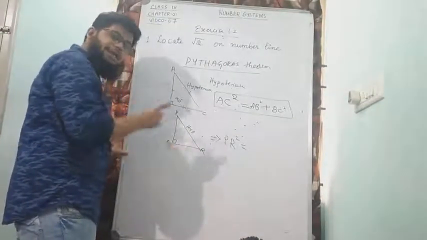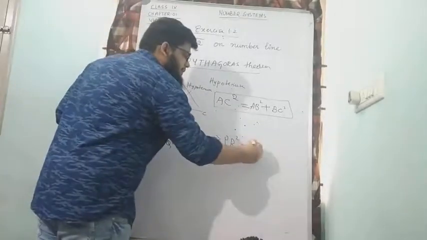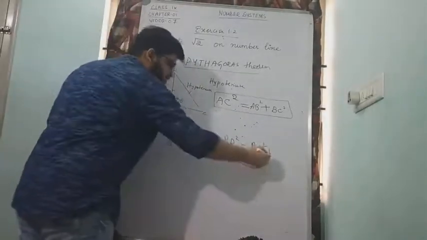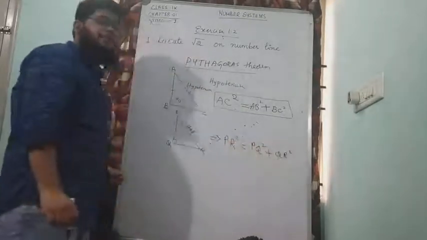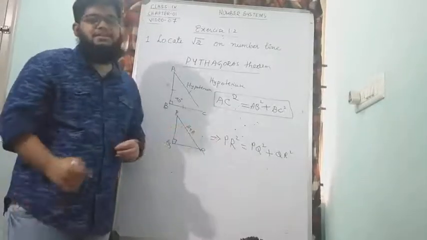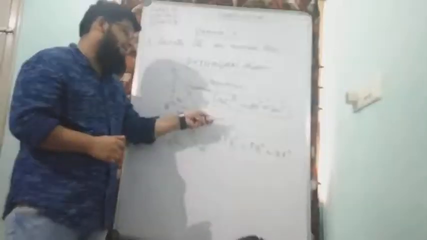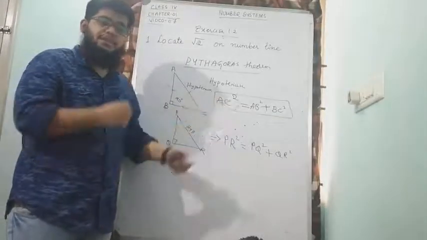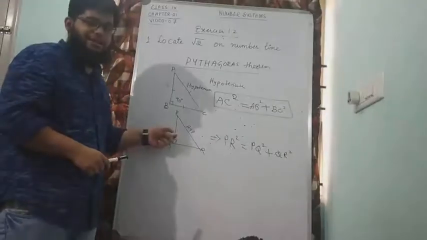PQ and QR, and I should take squares along with them. So PQ will become PQ square plus, what is the other side remaining? QR square. So you don't have to worry in 9th standard about how we got this, because in 10th standard we have a complete proof telling how we get this equation. Right now just remember how to use Pythagoras theorem for any right angle triangle.